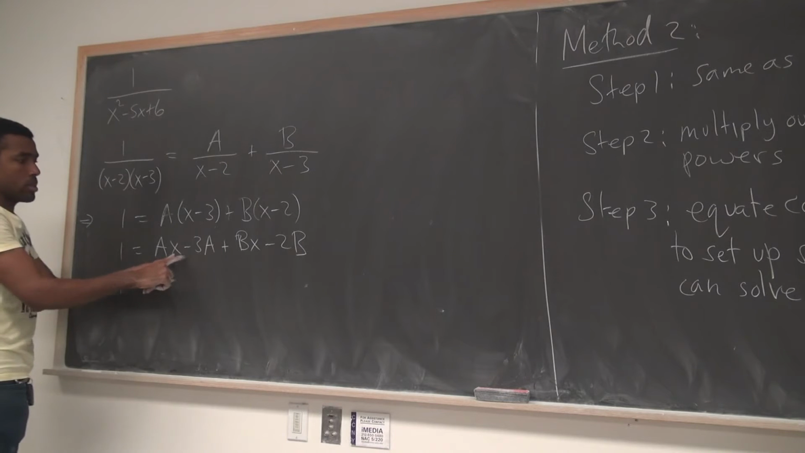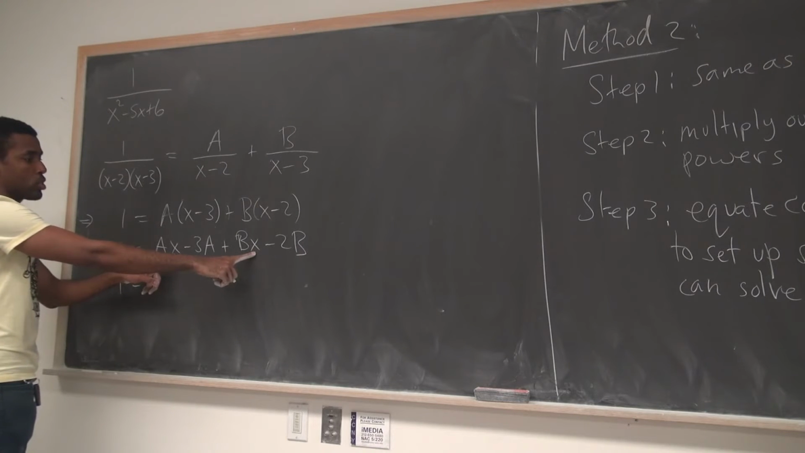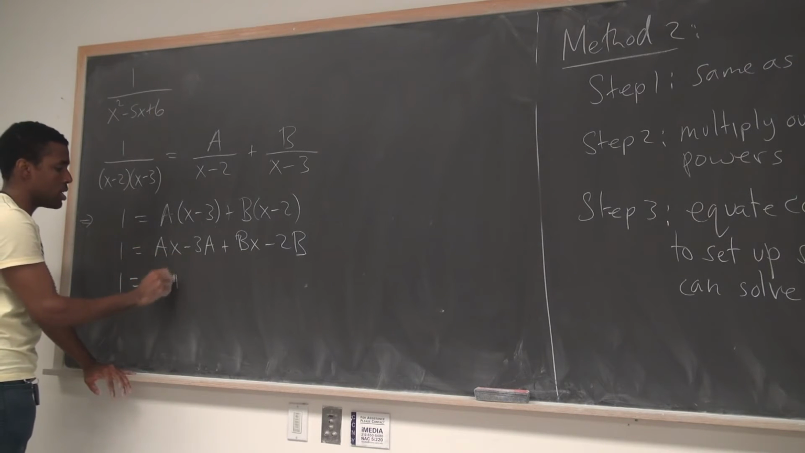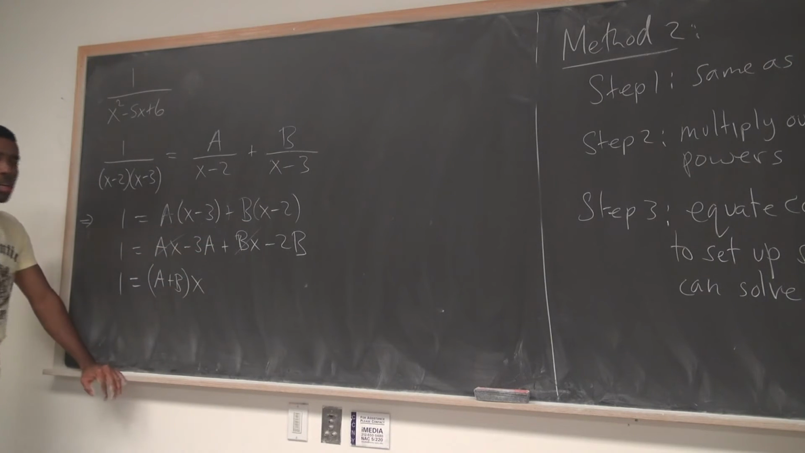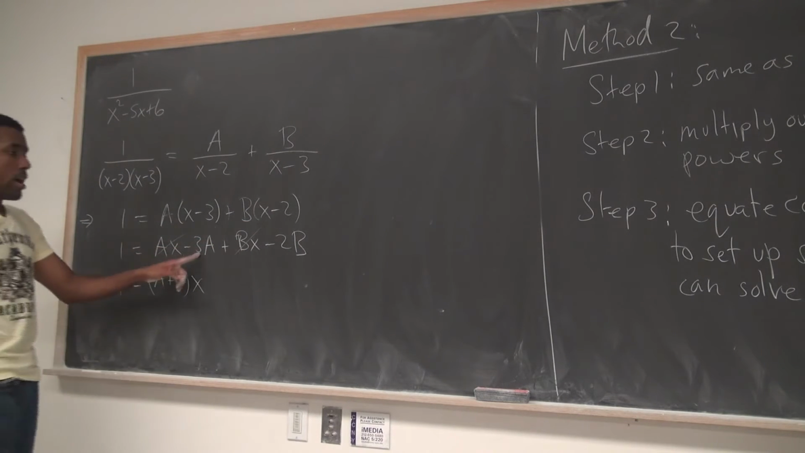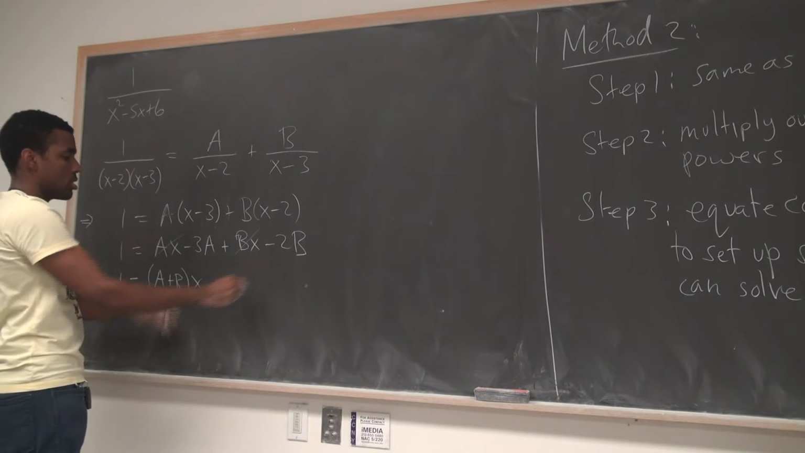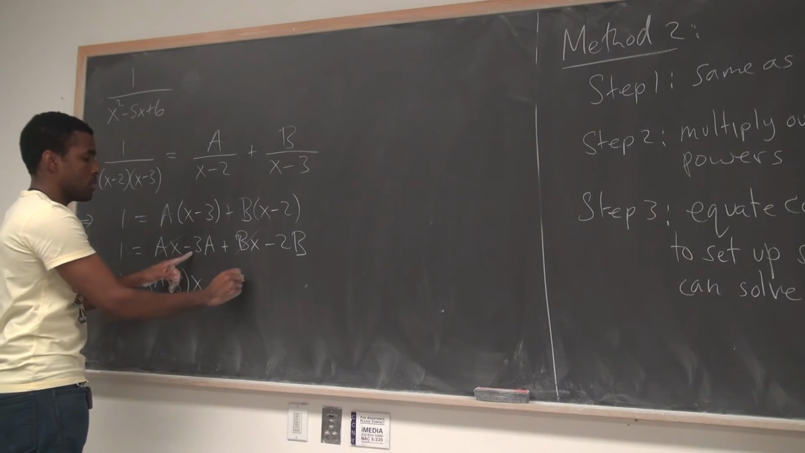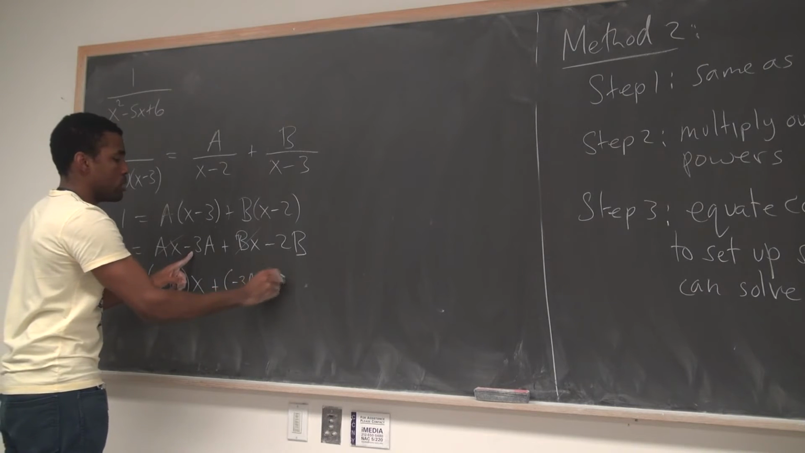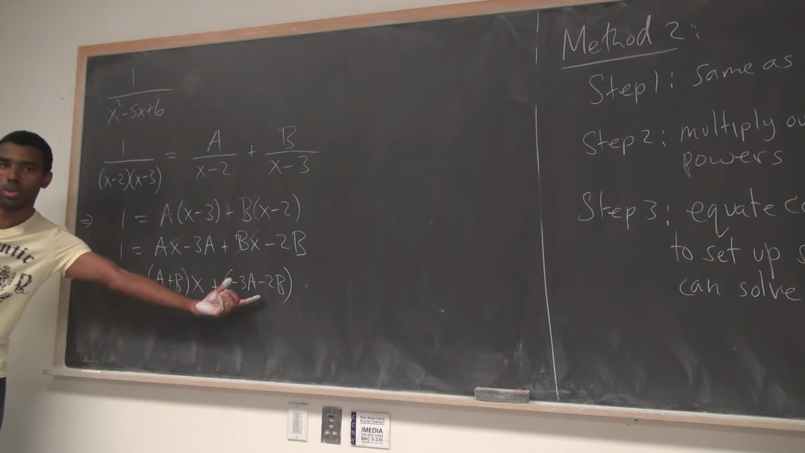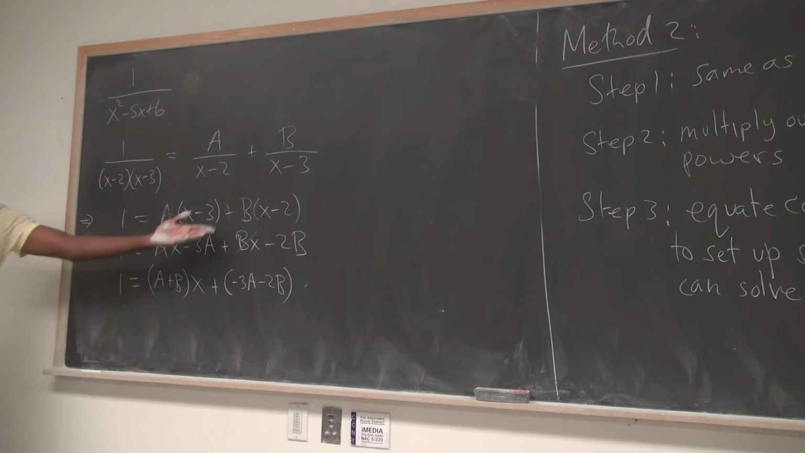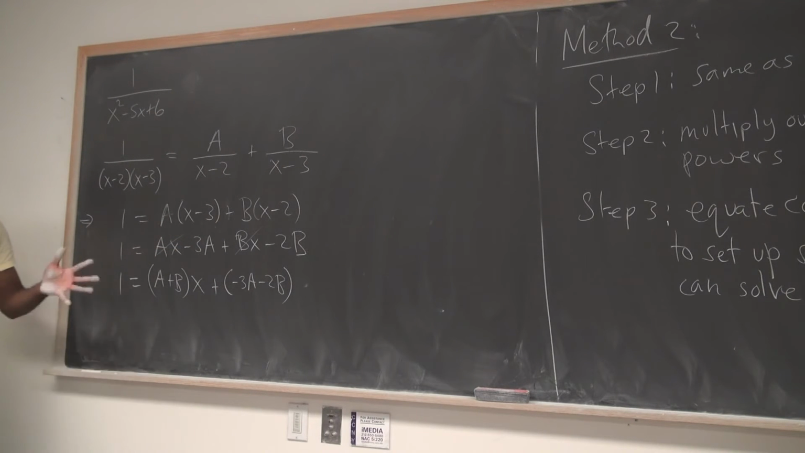So I have x to the first power. Let's group those together. I have A plus B times x to the first power. That groups all the x's together. Now I have x's to the 0 power, just the constant terms. I can group those together. Minus 3A minus 2B. Right? So I group all the guys with x's, group all the guys that don't have x's. If I had x squares, I'd group all the guys with x squares, group all the guys with x cubed. You group them all together.